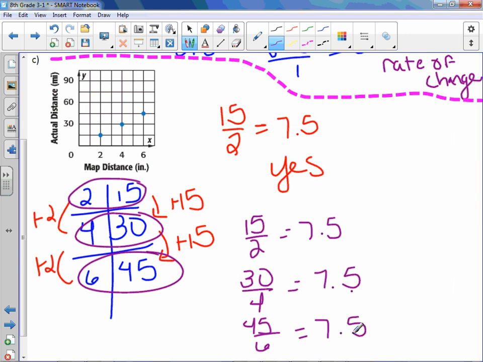So yes, it's linear. Yes, it's proportional. Our constant rate of change is 7.5. It's linear because the change in y over change in x has a constant rate of change. And it's also proportional because our y divided by x tells us it's proportional. We have the same amount, which means that the constant rate of change is 7.5.